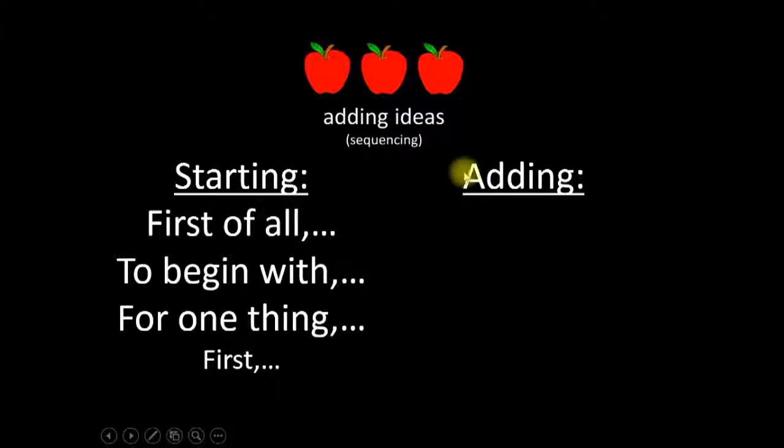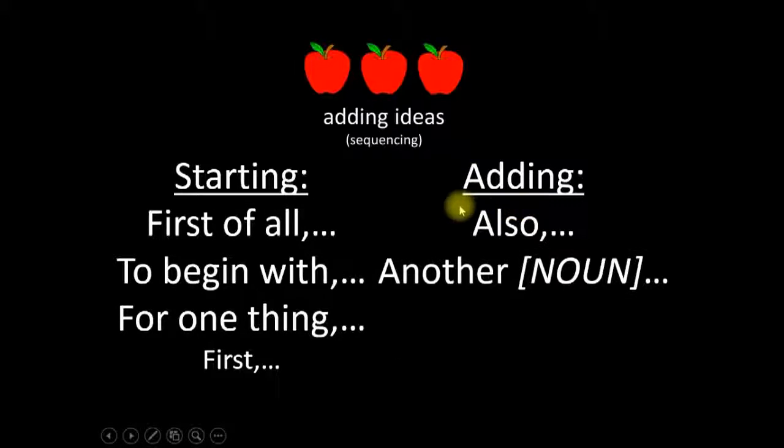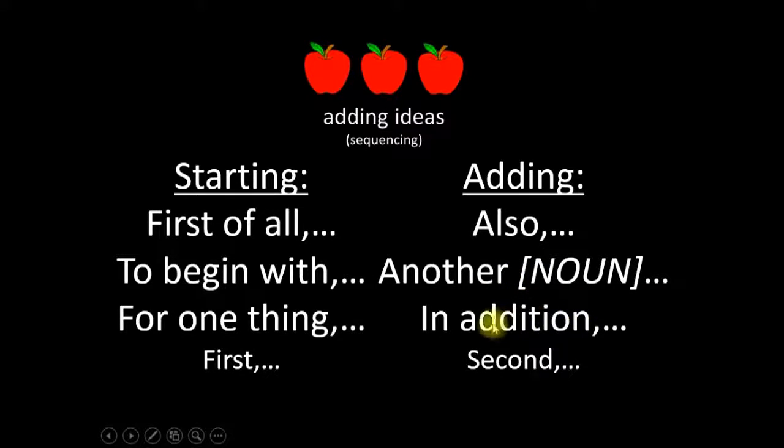To add next ideas, we can say things like, also, another something is, in addition, or second, or third. Now, notice that these are a bit bigger because they're more natural in spoken English. Saying things like first, second, and third, it's okay, but it's not as natural as using these phrases.